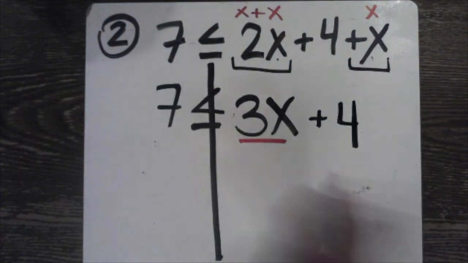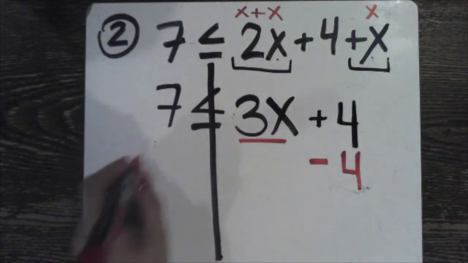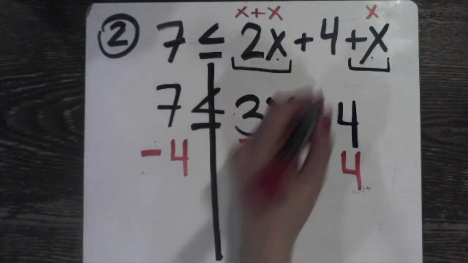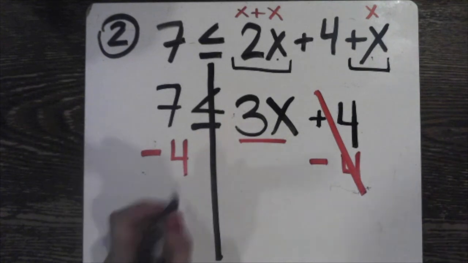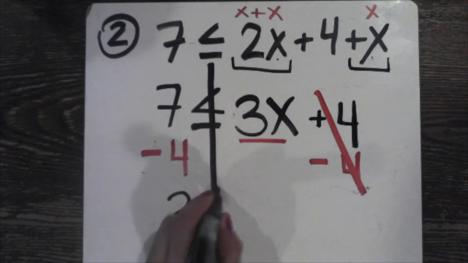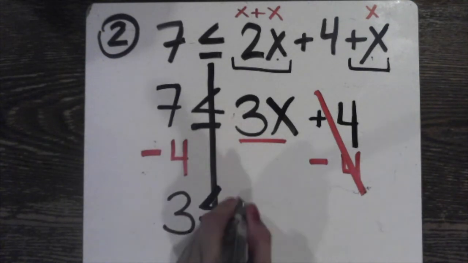So now I have to look for plus or minus on the side that has the x, and I see a plus 4. The opposite is minus. The opposite of addition is always subtraction. So I cancel out that 4, and I have to think about 7 minus 4. The answer to that is 3, and I am left with 3 is less than or equal to 3x.